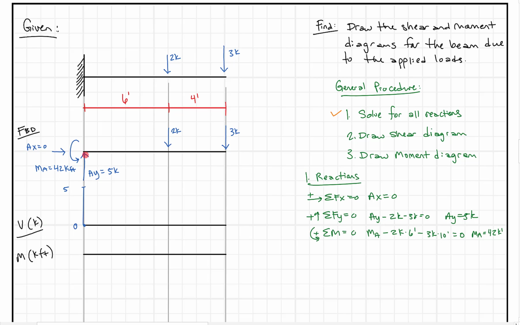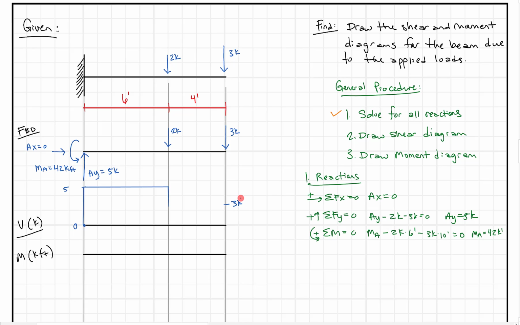And here what we notice is the force doesn't change anywhere between the 5 kips all the way till we get to the 2 kips. So the shear diagram is not going to change either. We can just continue the shear diagram straight to the right until we hit this 2 kip point load. Once we hit that 2 kip point load, we're going to come down 2 kips. So we can draw that line in and label this. If we drop from 5 down 2 kips, we're going to be at 3 kips.